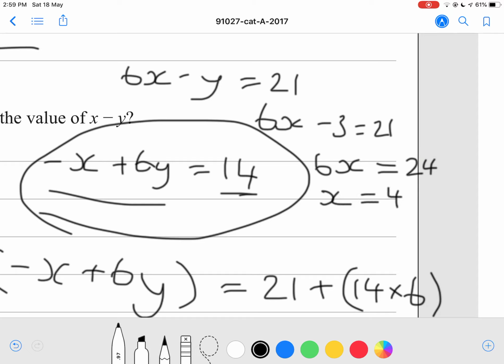So now that we know that x equals 4 and y equals 3, we can say that x minus y, so that means 4 minus 3, so therefore 4 minus 3 equals 1. Okay, so this is our final answer here.